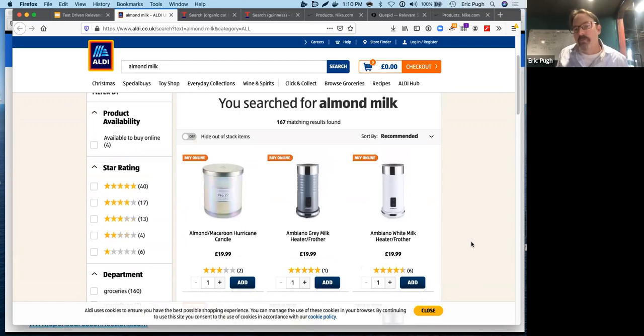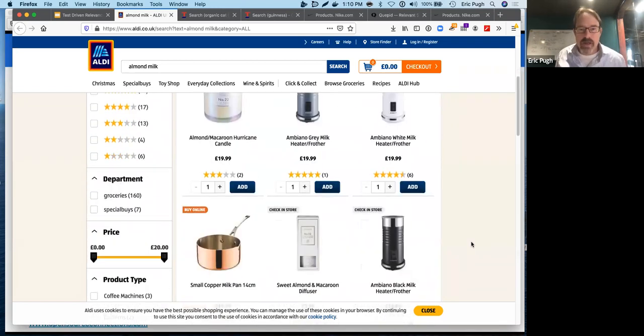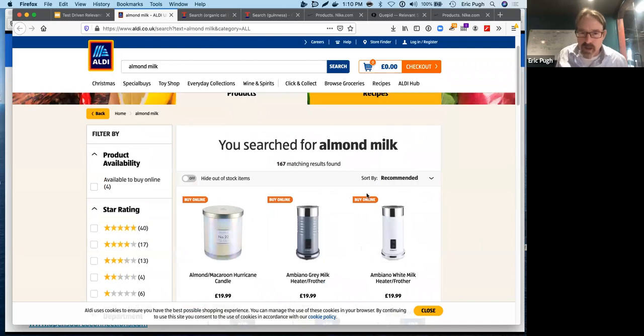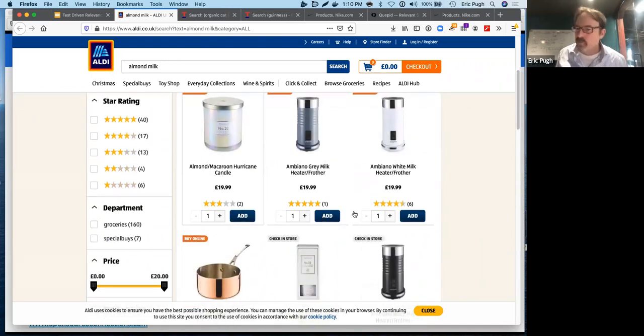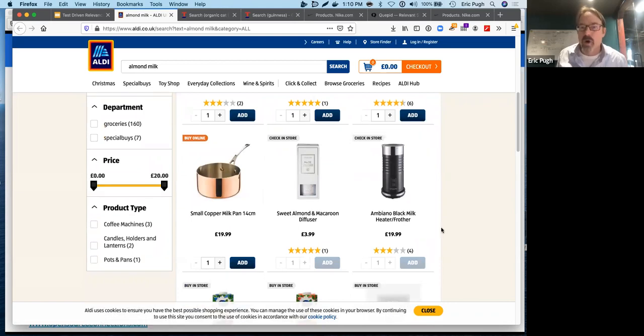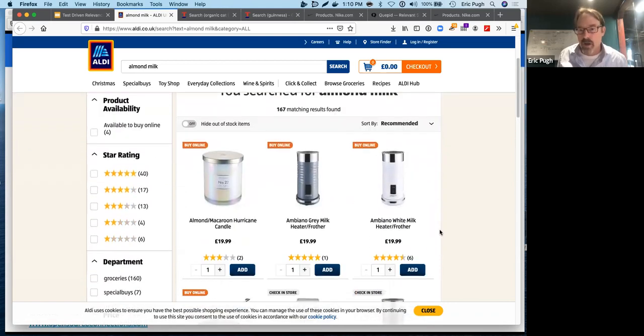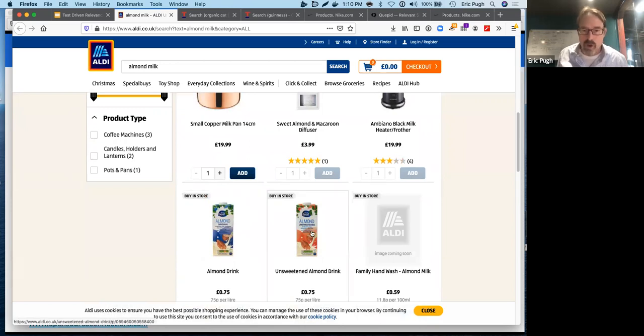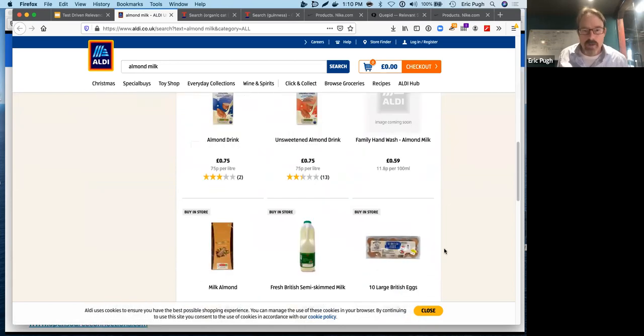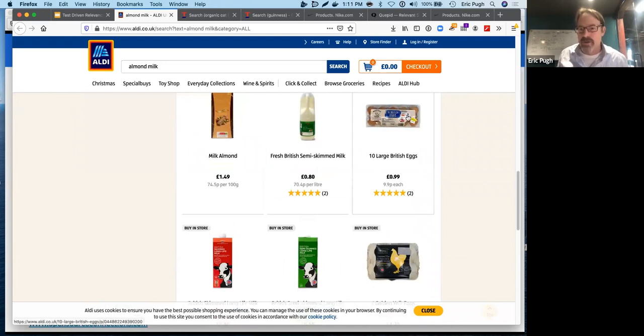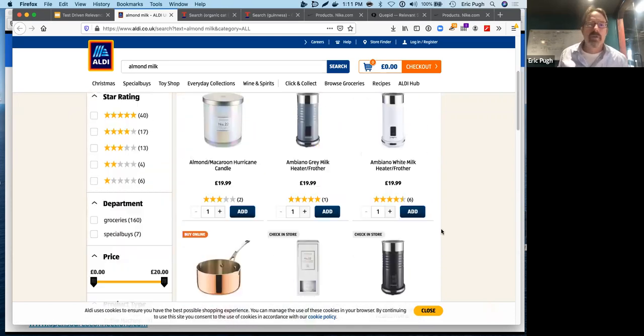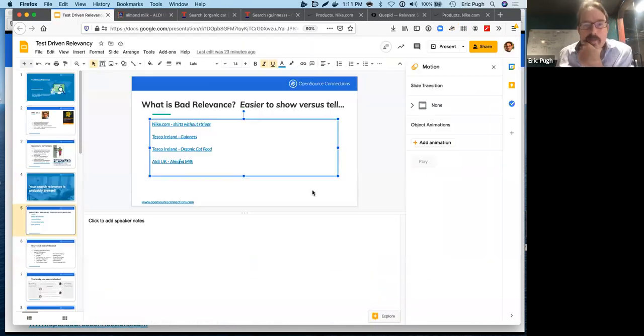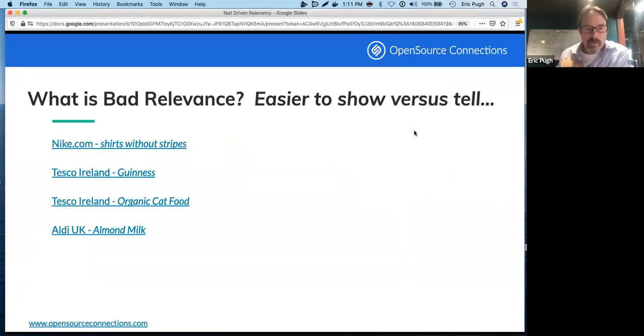Now, maybe this is being sorted by these buy onlines being given more weight, who knows? Regardless, if I'm searching for almond milk and this is what I saw, I'd probably go elsewhere, right? I have to scroll all the way down here to get to my almond milk. And then very quickly, 10 large British eggs, right? This is terrible relevance. So all good examples of what bad relevancy is. So that's what I mean by bad relevance.